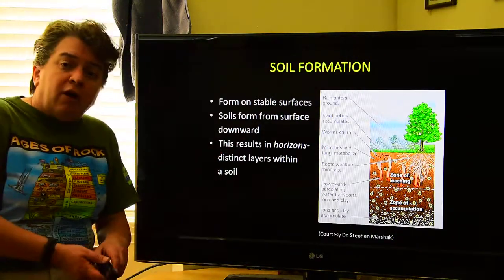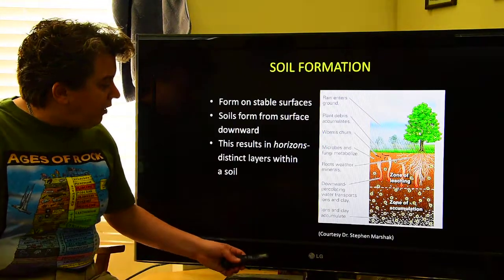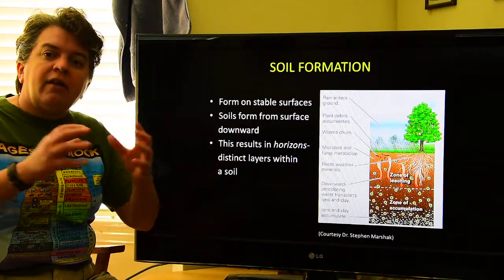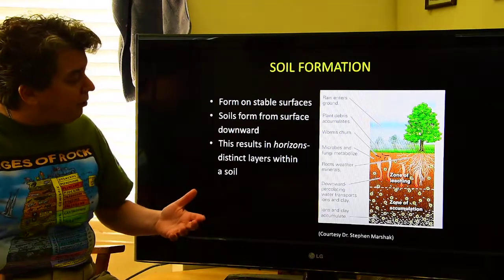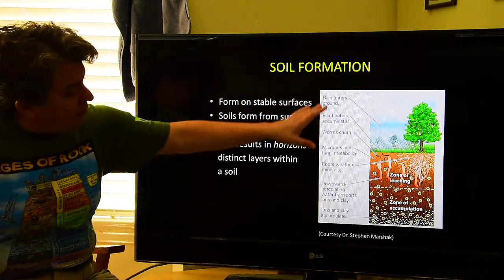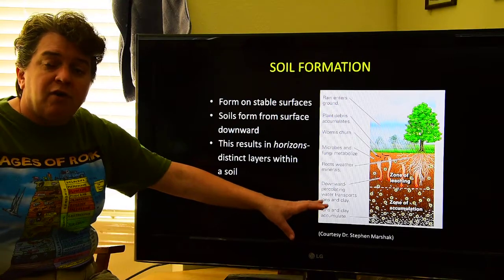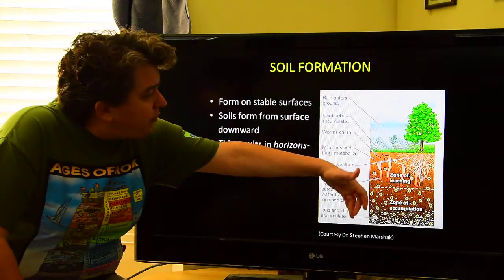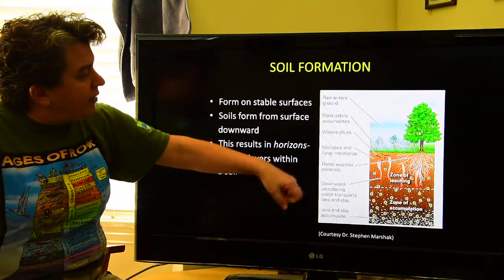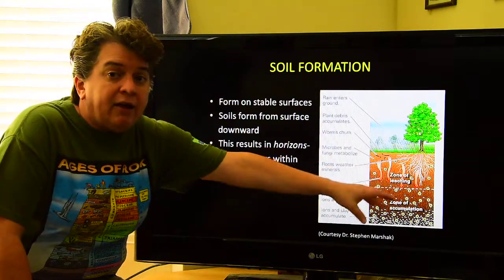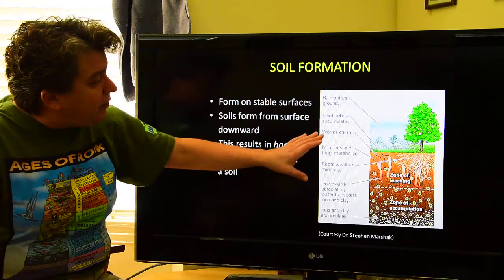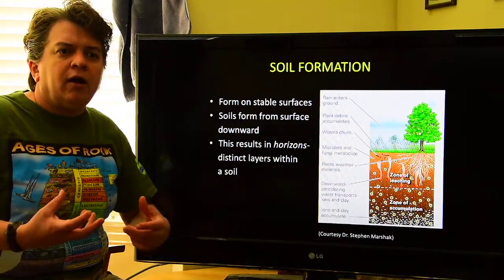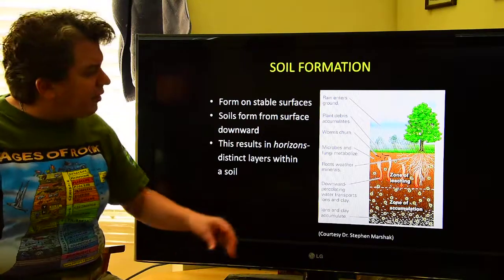And this results in what we call horizons. And horizons are very distinct layers within the soil. And you can see these are many of the things that act on a soil that's being developed. And we get rain entering the ground, and you also get some organic material from any plants that are in the area. Worms churn around, and there's also like fungi and bacteria in there.